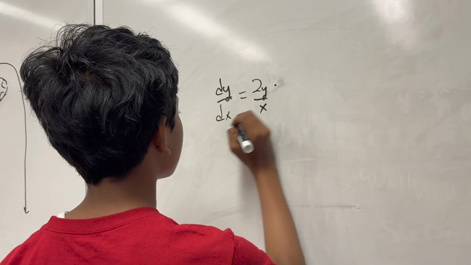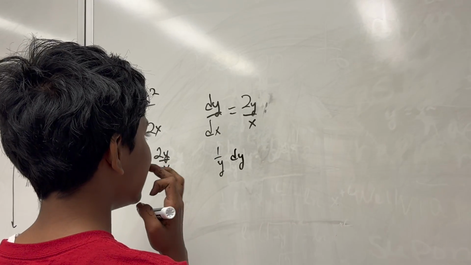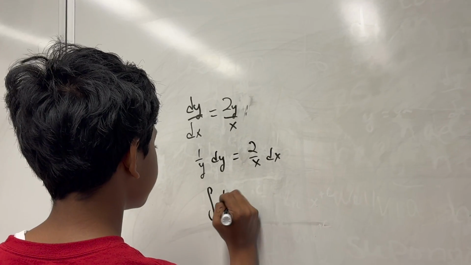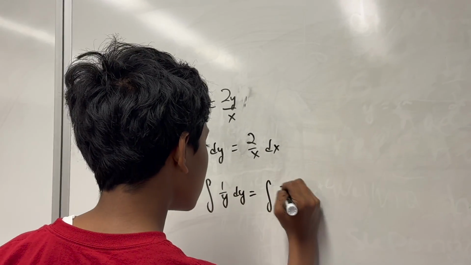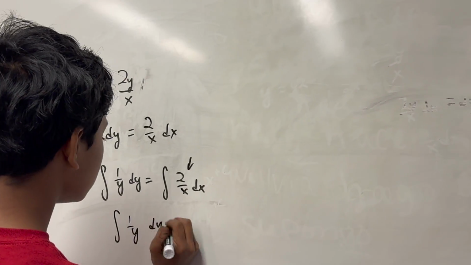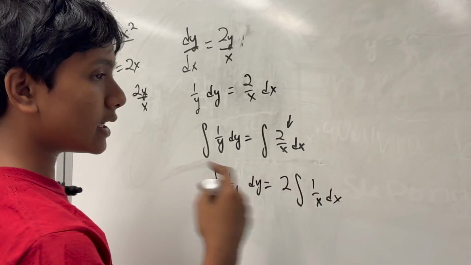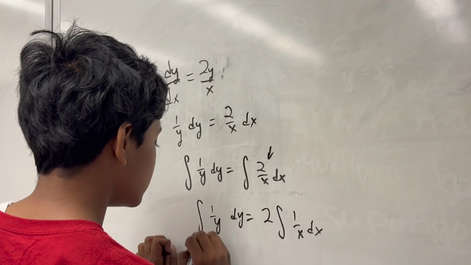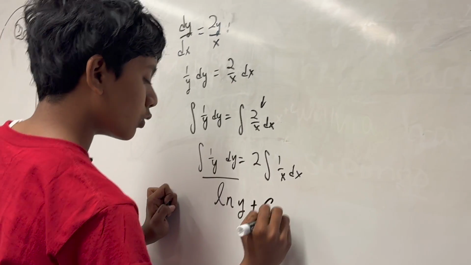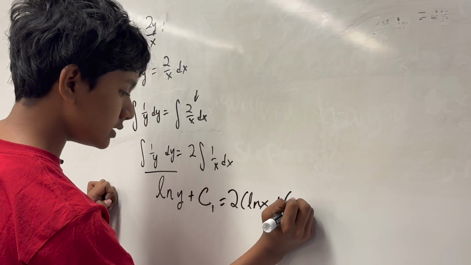So what I'm going to do is divide both sides by y to get this, multiply both sides by dx to get this. Now, let's integrate. You will recognize that this 2 is a constant, so it can just be taken out. And since we're doing indefinite integrals, we have to add a plus c, which is what gives us a variation in our solutions. So this is just going to be ln y plus c1 is equal to 2 times ln x plus c2.